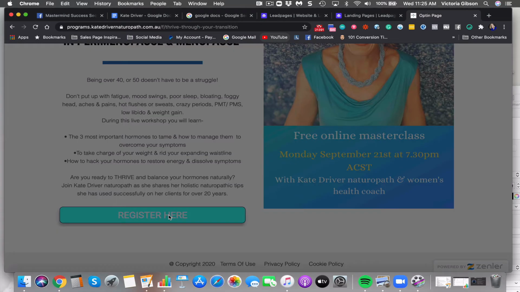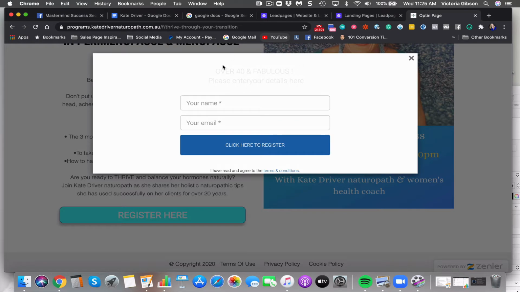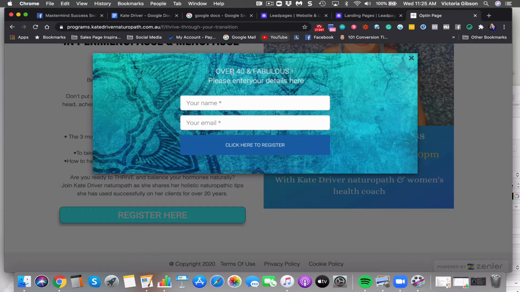Now let's just look at what happens when I press this button. So see here, she's put a pattern behind, which is nice, but I can't really read this. Over 40 and fabulous, what does that really mean? So be very direct about what you want them to do. Enter your details below to register for the free online masterclass and discover how to naturally overcome your symptoms. Then they know directly to put first name and email.